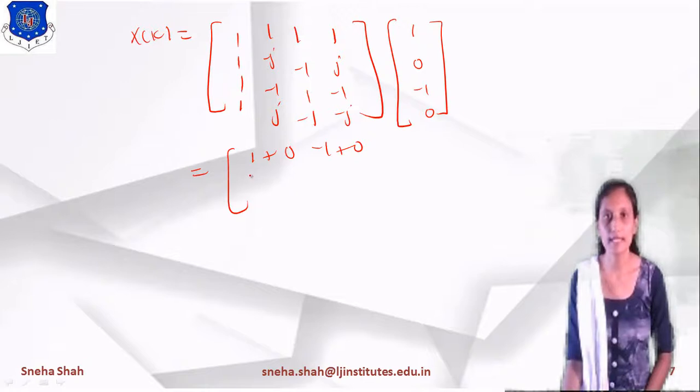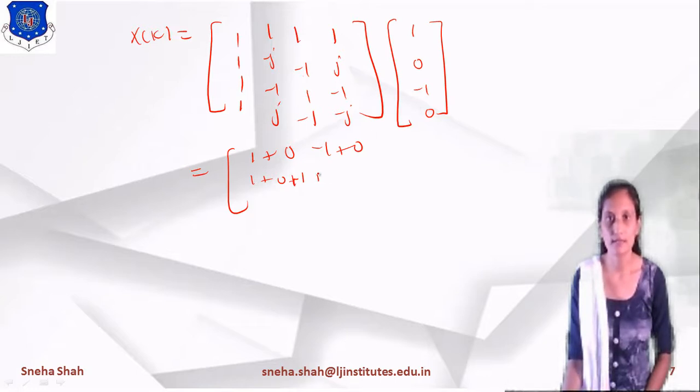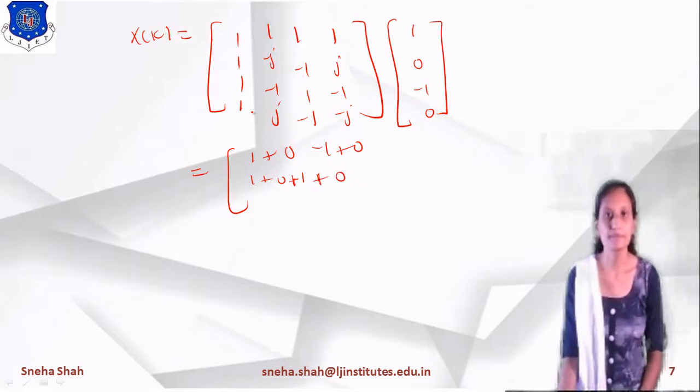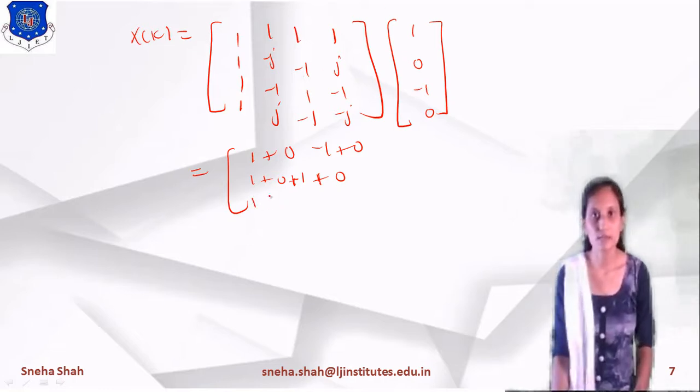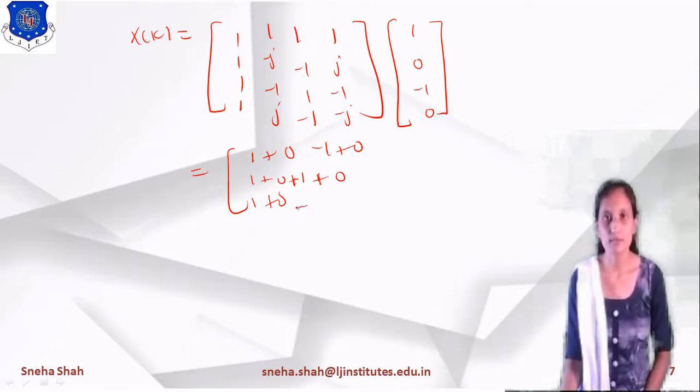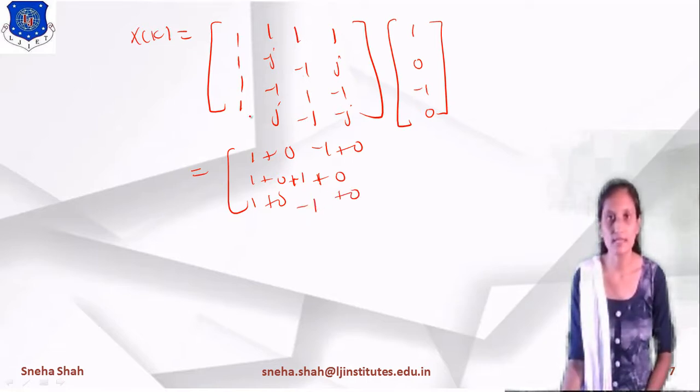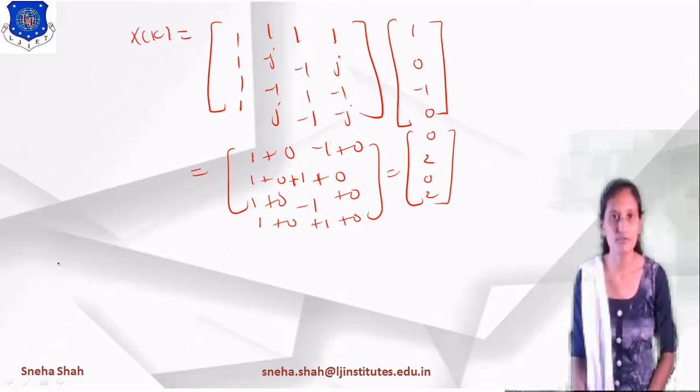Same way, we will multiply each and every term. This one is minus minus plus 1. Next term is 1 into 1 means 1, minus 1 into 0 means 0, 1 into minus 1 means minus 1, and the last term is 0. The next term is 1 plus 0 minus minus plus 1 plus 0. Now if I simplify this, the terms will be 0, 2, 0, 2. So this one is your X of k.